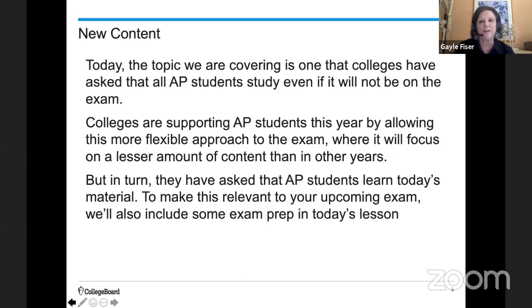Today, the topic we are covering is one that colleges have asked that all AP students study, even if it will not be on the exam. Colleges are supporting AP students this year by allowing this more flexible approach to the exam, where it will focus on a lesser amount of content than in other years. But in turn, they have asked that AP students learn today's material. To make this relevant to your upcoming exam, we'll also include some exam prep in today's lesson.